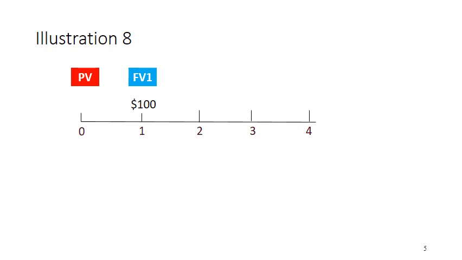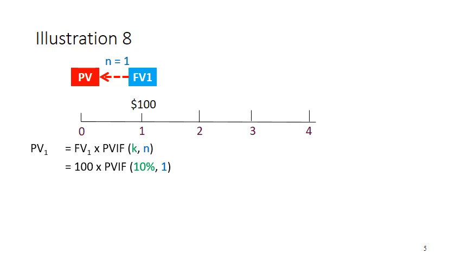Let's do FV1 first. We want to find the PV for FV1. Here the discounting period is 1 discounting period. So N is 1. So we put in this formula, substitute the figures in.